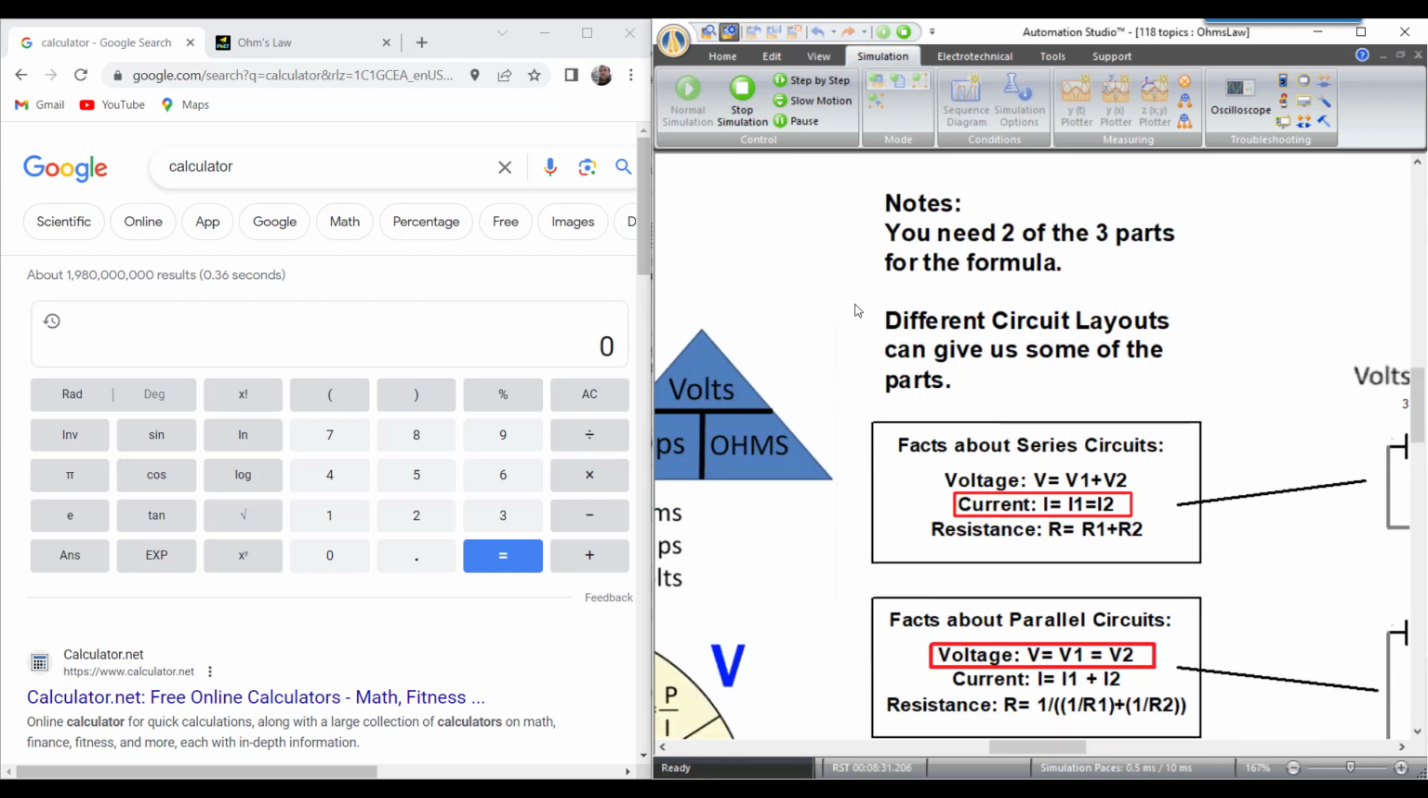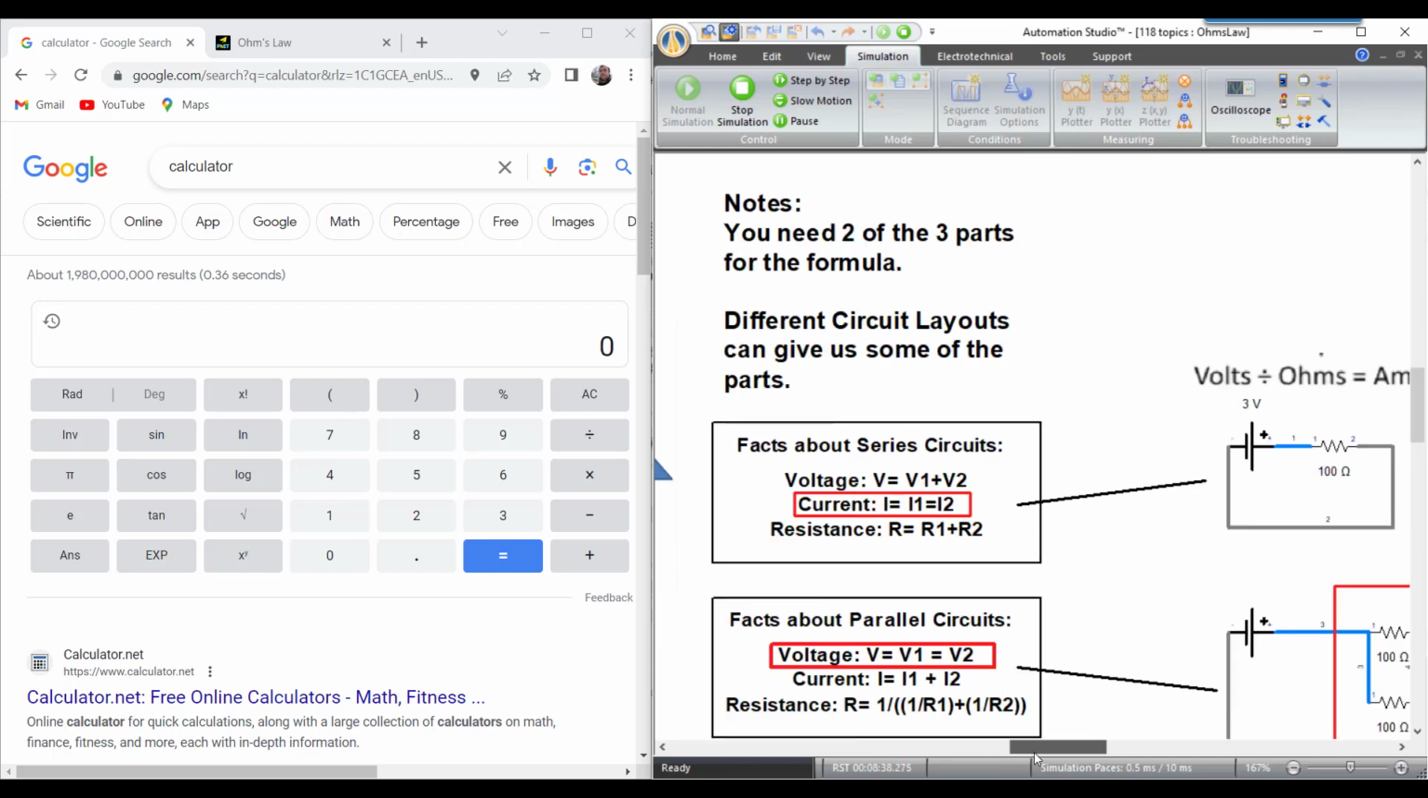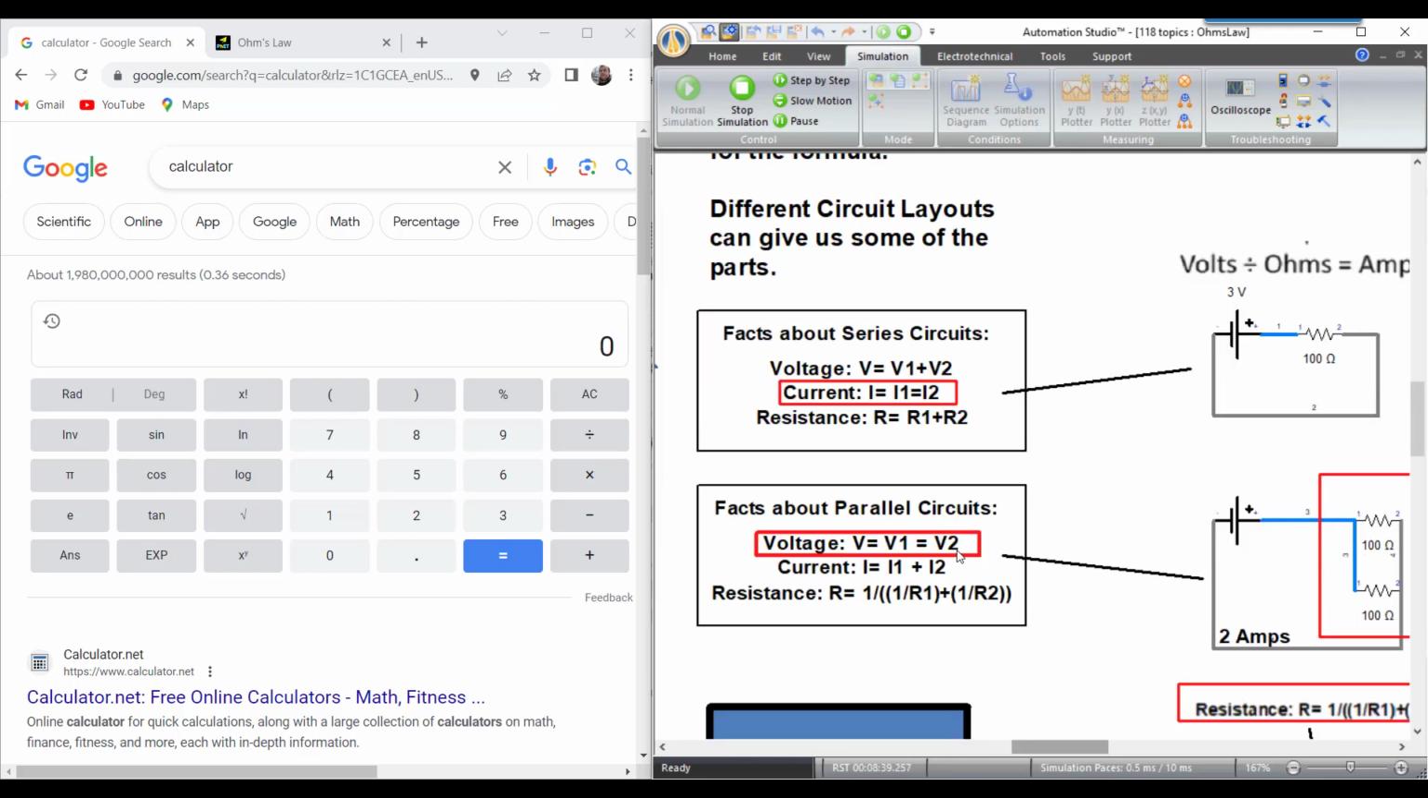For regular Ohm's Law, you're going to need 2 of the 3 parts of the formula for this to work. The cool thing, though, is that depending on how the circuit is laid out, we can find those parts without using Ohm's Law. For instance, in series circuits, we know that our current is going to be the same throughout the entire circuit. And for parallel circuits, we know that voltage is going to be the same. So we can use this to our advantage.